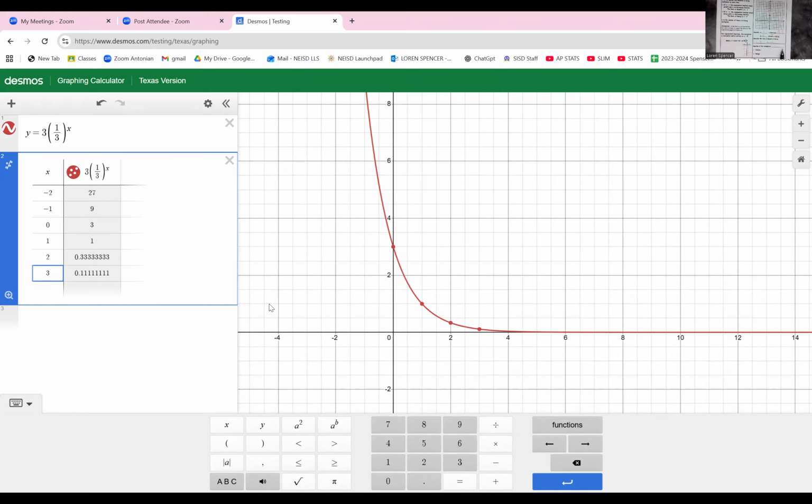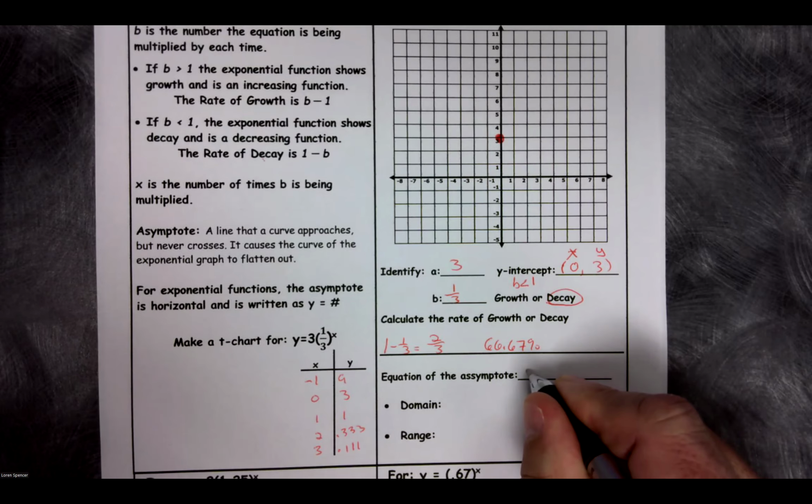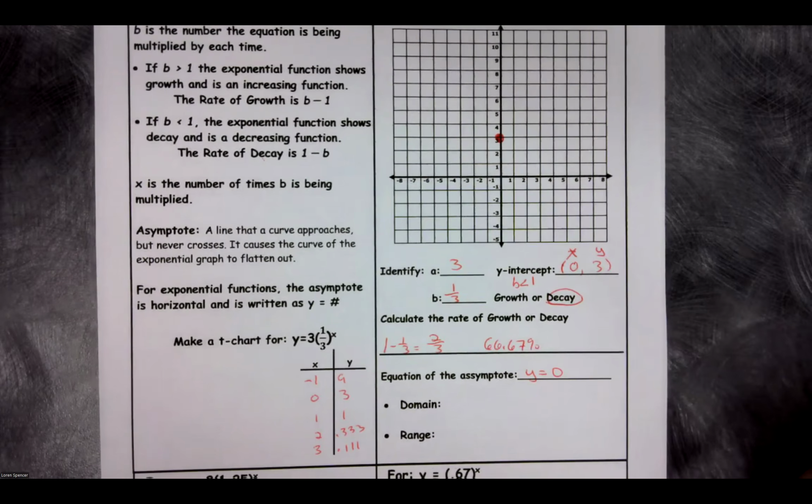So when I look at this, it's like, gosh, it gets closer and closer to 0. So that means our asymptote is at 0. So we never cross the x-axis. So y equals 0 is our asymptote. So our equation, our asymptote, the line that we never cross, y equals 0, because it's always y equals some number.